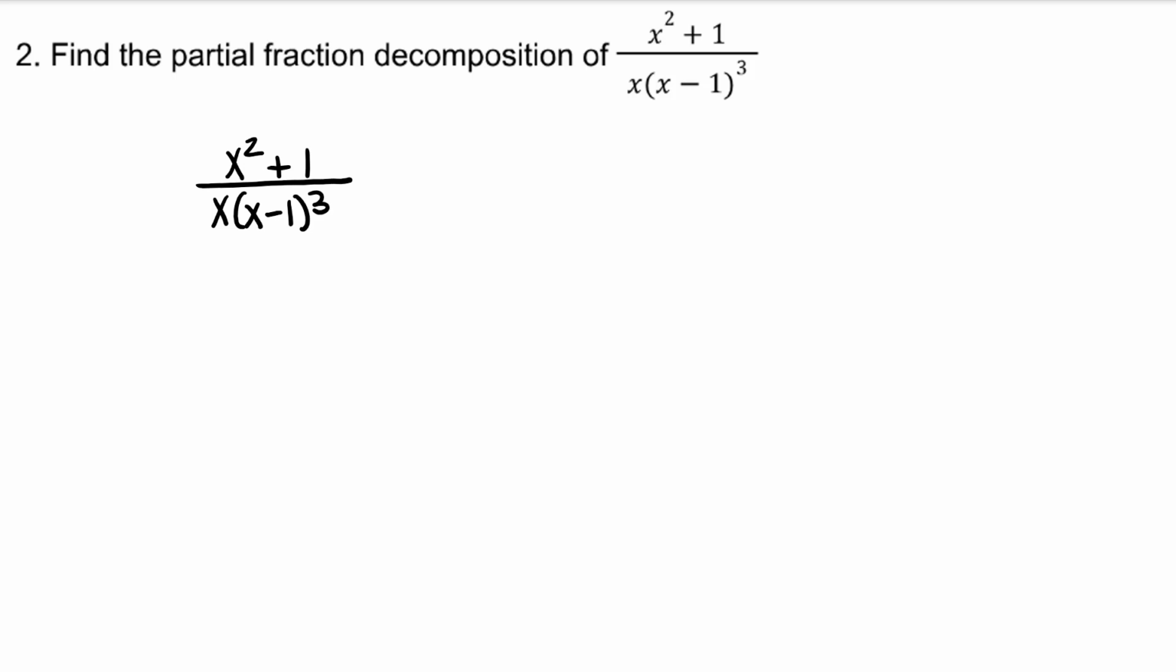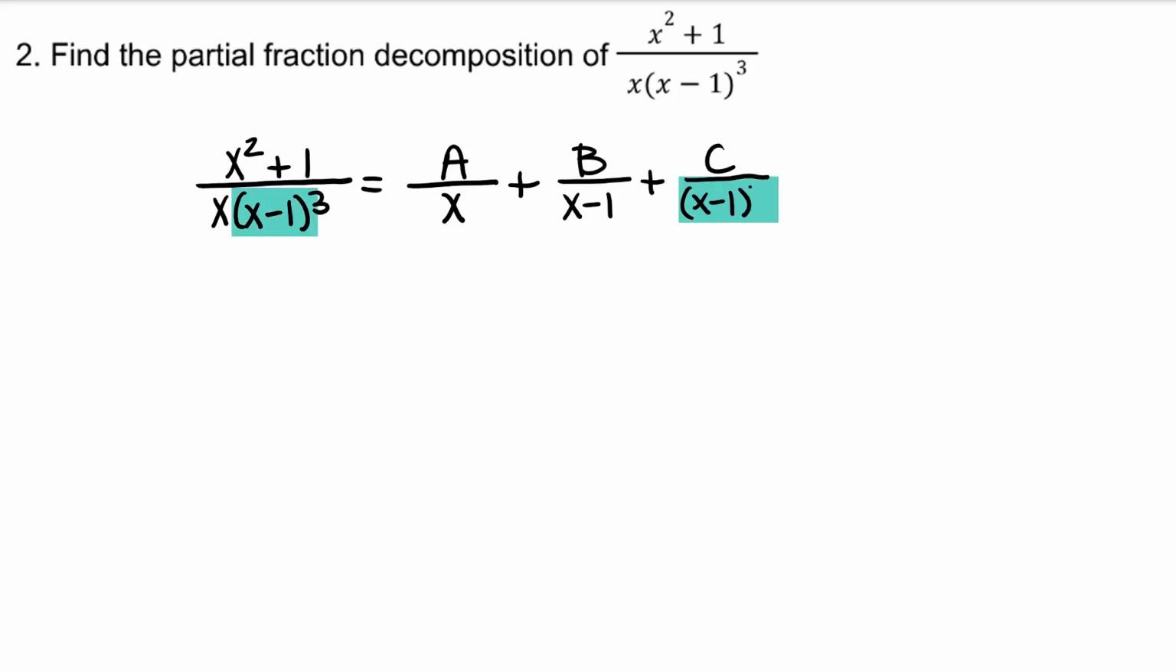This denominator has a linear factor x minus 1 that has multiplicity 3, meaning it is repeated 3 times. Our first partial fraction will be A over the first linear factor, x. Because x minus 1 quantity cubed is a linear factor with multiplicity 3, we need 3 partial fractions to represent this. So B over x minus 1 to the power of 1, plus C over x minus 1 to the power of 2, and then plus D over this repeated linear factor x minus 1 to the power of 3.